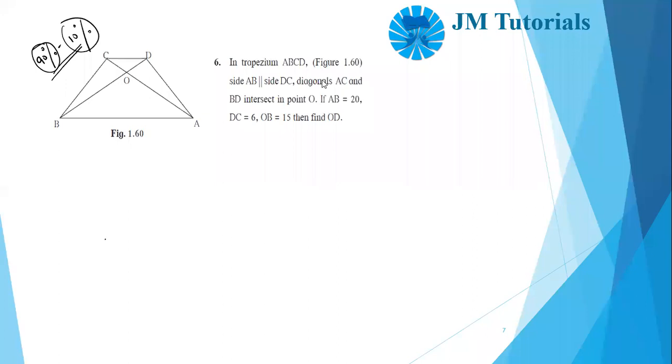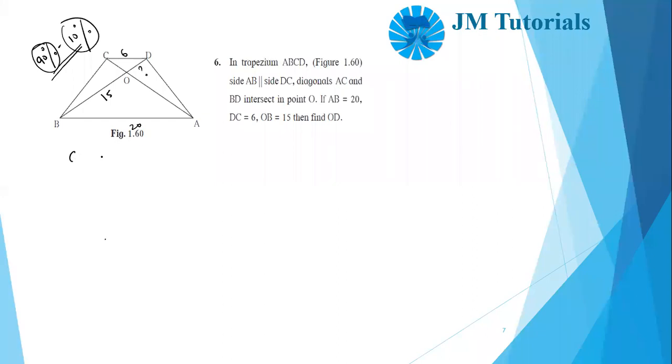So now, like I told you, you make this Z. You get two alternate angles. You get this alternate angle with this, or you can use one alternate and one vertically opposite. That's up to you. Now AB is given as 20, DC is given as 6, OB is given as 15. I want to find OD. Simple.